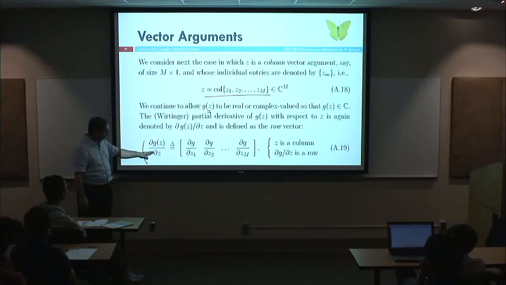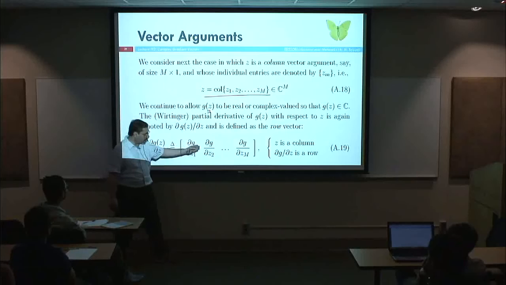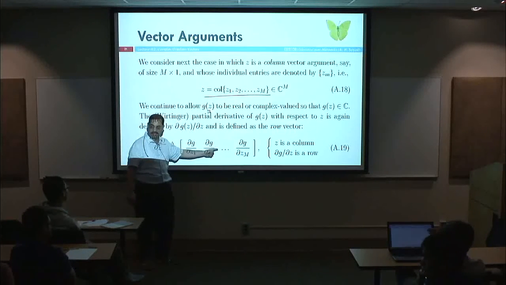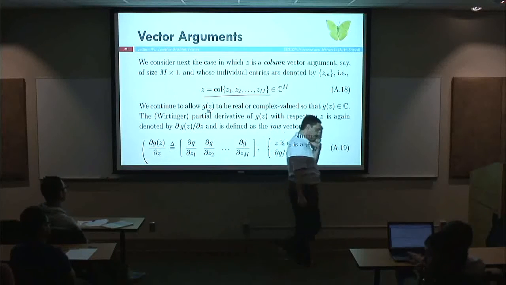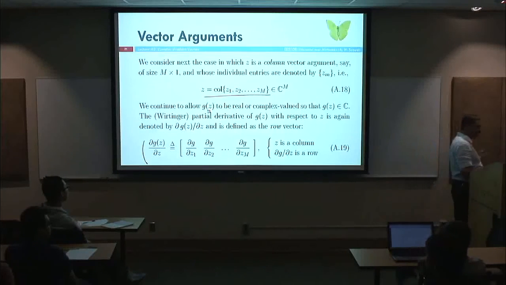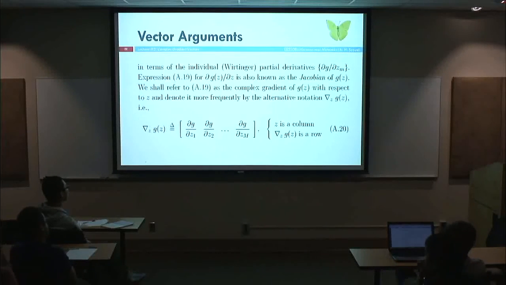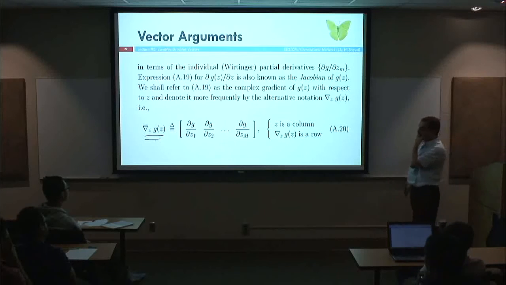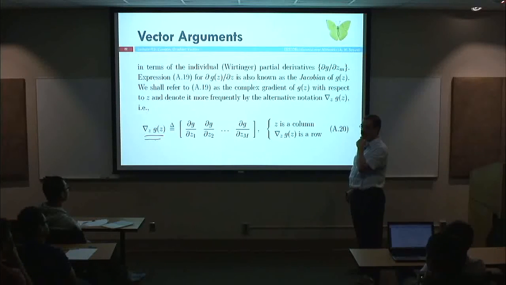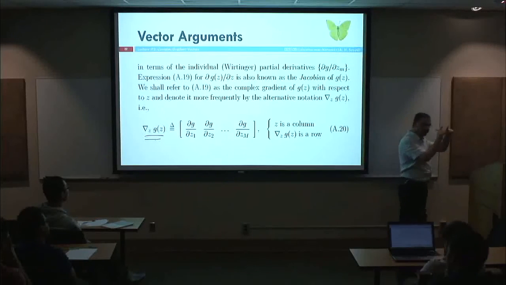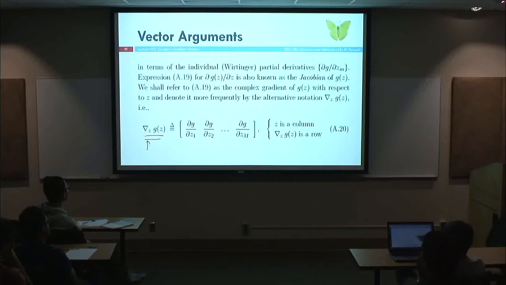And what is that gradient vector? It contains all the partial derivatives. Derivative relative to the first entry of z, second entry, and so forth. Okay? So when z is a column, you get a row. I'm going to refer to it as the gradient vector. So that's the notation I will be using for it when g is a function of a vector, with the inverted delta that you see there. So this is the gradient vector relative to z.